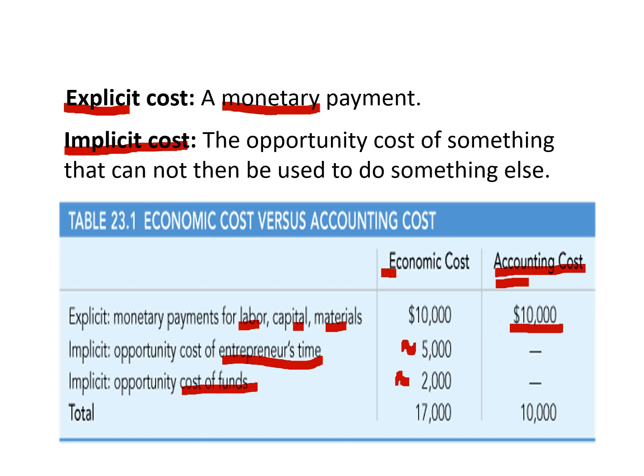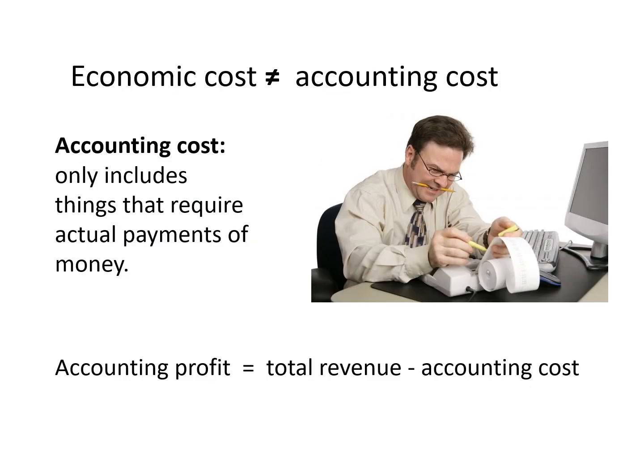So when calculating the economic cost, we must include the explicit cost here, 10,000, and all of the implicit costs. So the total economic cost in this example is 17,000, whereas in the accounts, we only have the explicit costs showing up because they're the ones that require the transfer of money. So the accounts are only showing costs of 10,000. So that's a significant difference, 17,000 in this example compared to 10,000. So that shows you quite clearly that economic cost is not equal to accounting cost.